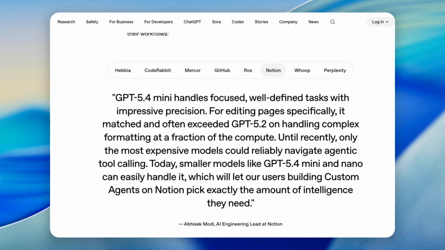Notion's AI engineering lead also pointed to a meaningful shift. Smaller models like Mini and Nano can now navigate agentic tool calling reliably, which was previously a capability mostly limited to bigger, slower premium models. That's a real shift again. It means you can start building more capable agents without having to route everything through the expensive model.